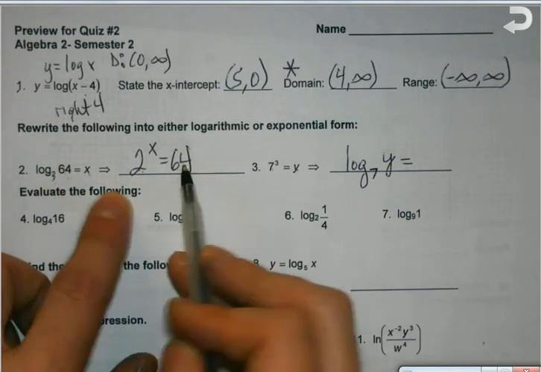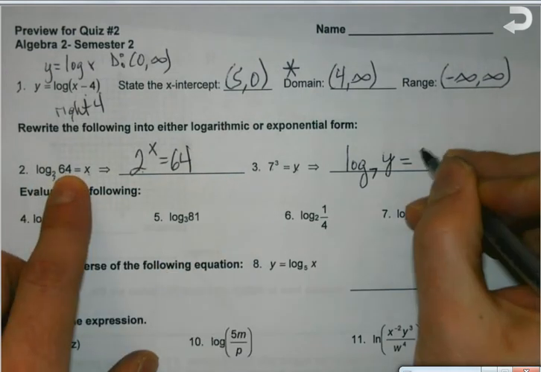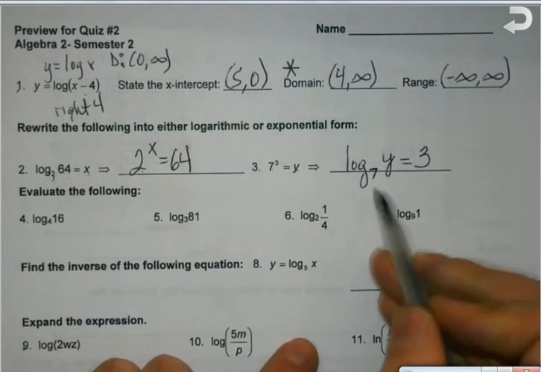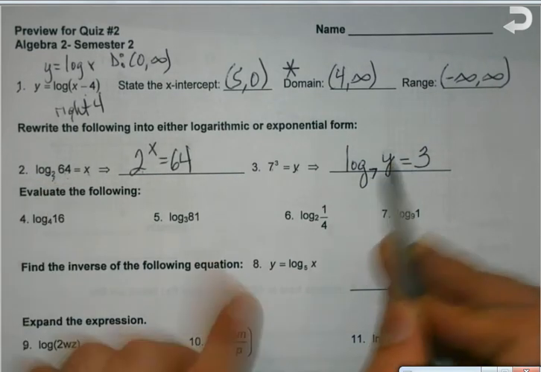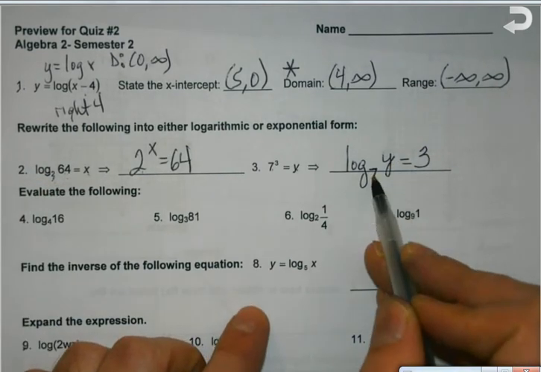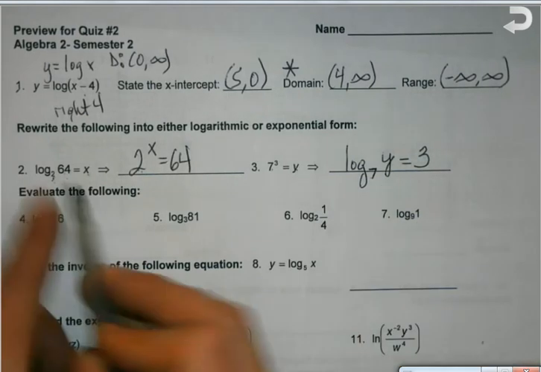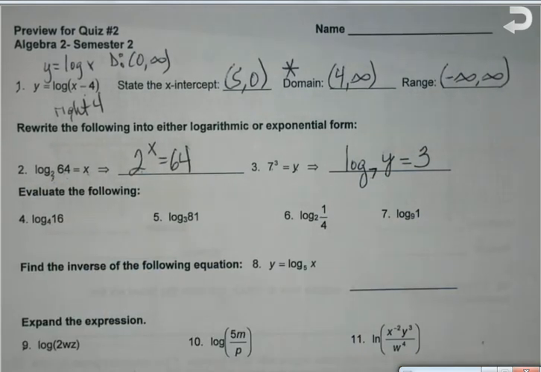And then this became my solution, my big number. 7 to the third equals y. So once I know my form this way, I can just kind of check back to make sure. 7 to the third equals y, 2 to the x equals 64. They're in the same format.